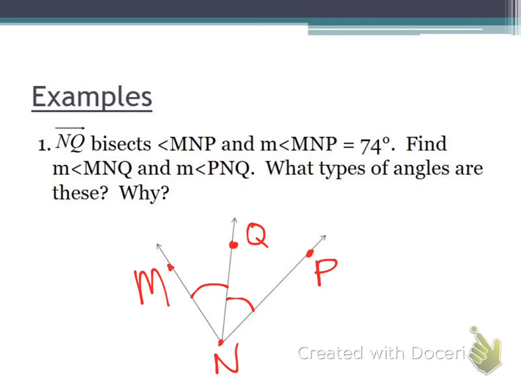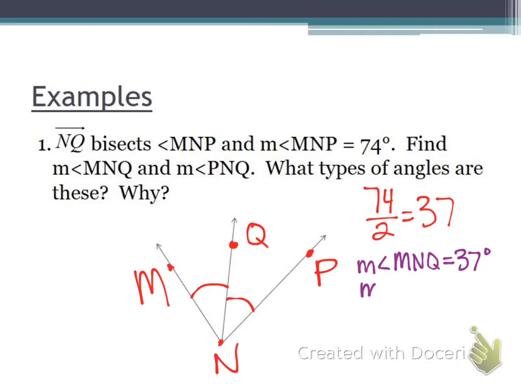If the whole thing is 74 and it is split evenly between two angles, what operation do you think I will use? Division. I will divide by 2. So I take 74 divided by 2. I get 37. So that means both of these angles have a measure of 37 degrees. So the measure of angle MNQ is equal to 37 degrees, and the measure of angle PNQ is also 37 degrees.